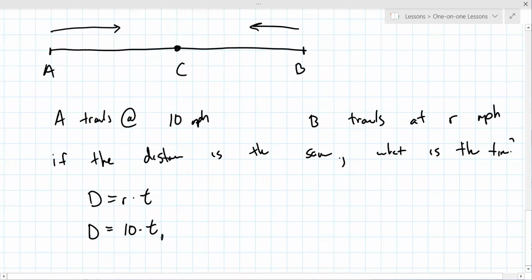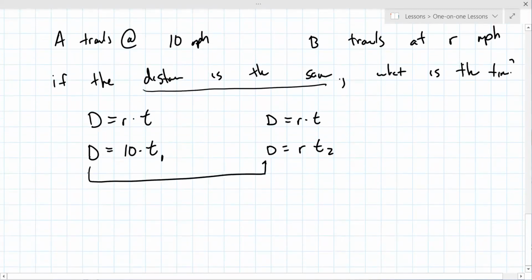Okay, and then for B, the distance is rate times time. Its rate is R, and its time, we'll just call it T2 because we don't know what it is. What do we know that is equal according to this problem? The distance is the same. So that means that the D's are equal. So you can set these equal to each other. You can say 10 T1 equals RT2.